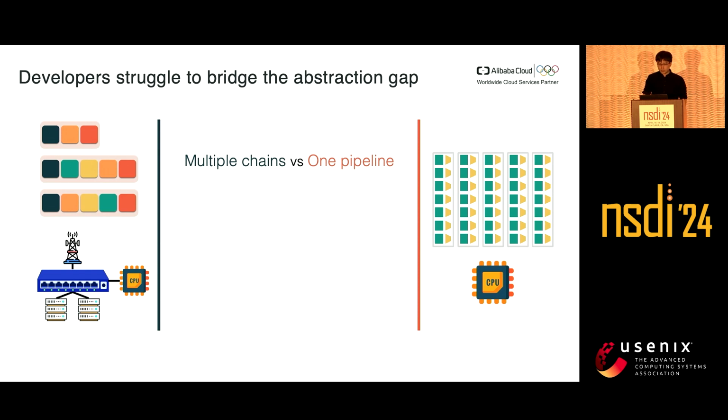There are 3 gaps that we found are critical. One is that on the left, we have multiple network function chains, but on the right, we only have 1 pipeline.